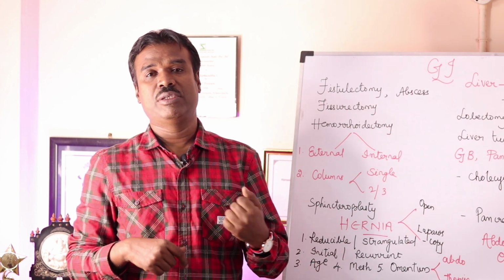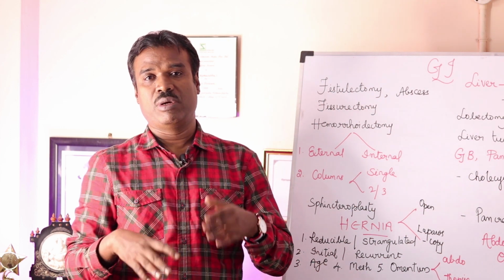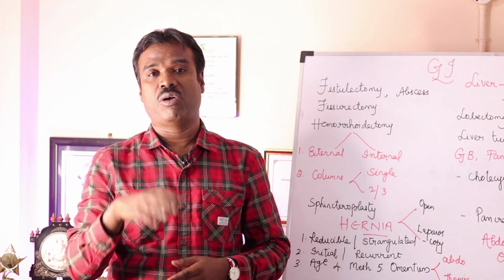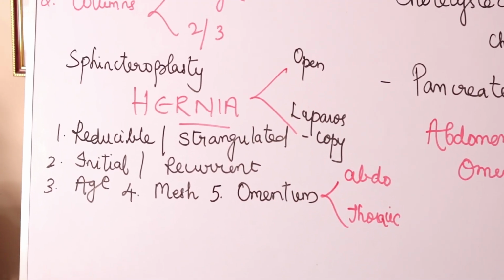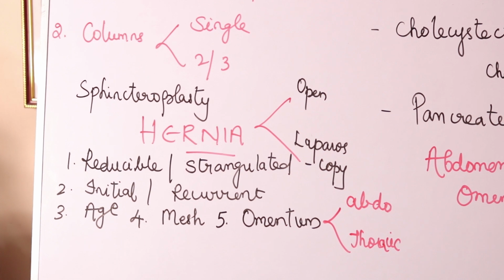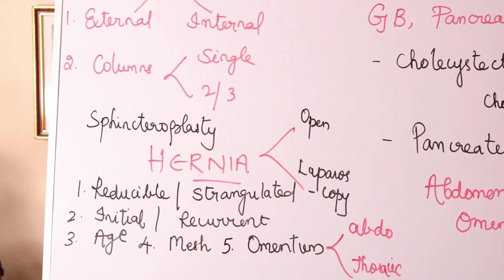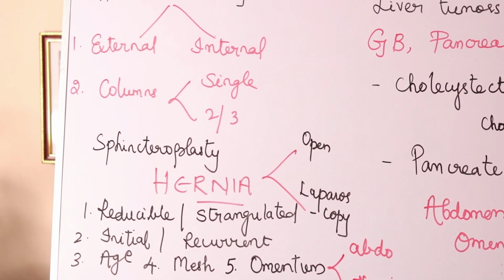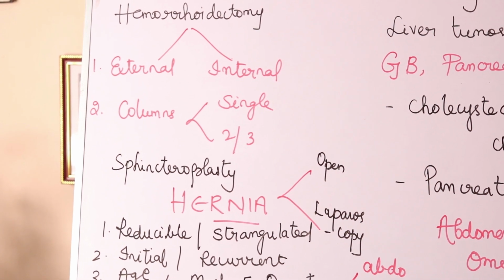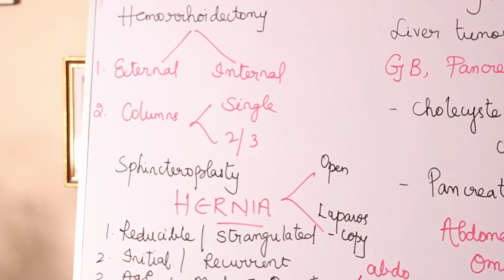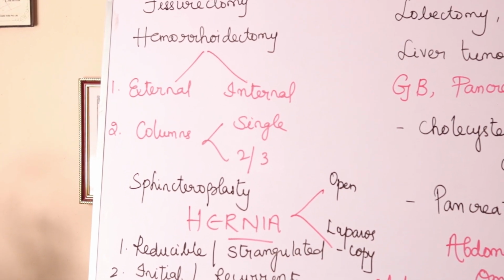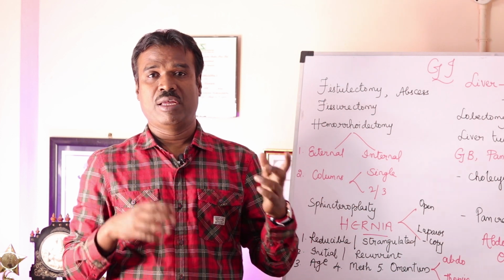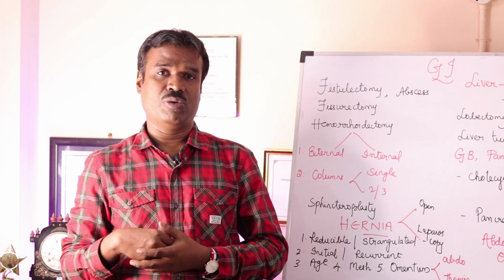Then thirdly, you need to know whether this hemorrhoid removal is taking place as a single column or in multiple columns, because we have codes for excision of external hemorrhoids, 2 or more columns, separately. You also need to know whether a fissurectomy is being done along with the hemorrhoidectomy. Accordingly, you can select the code.